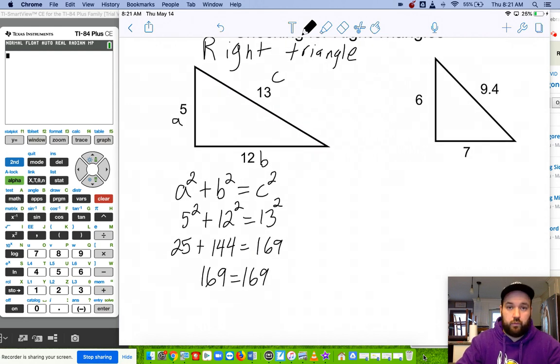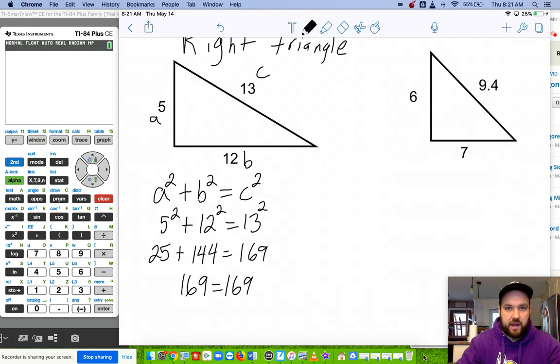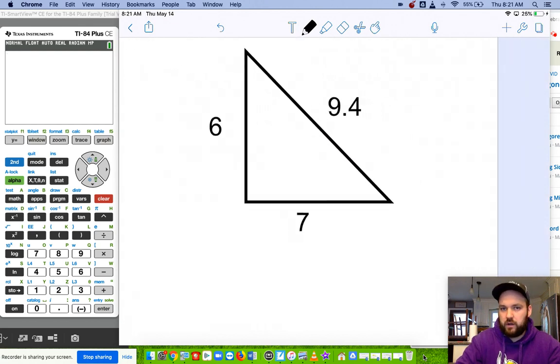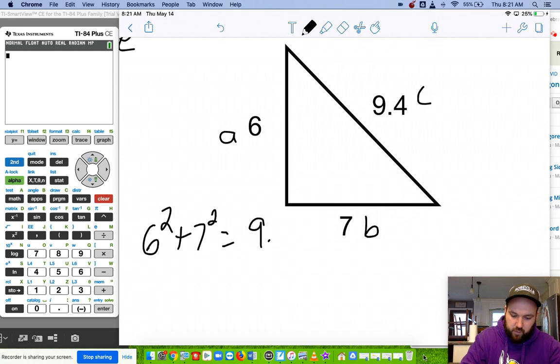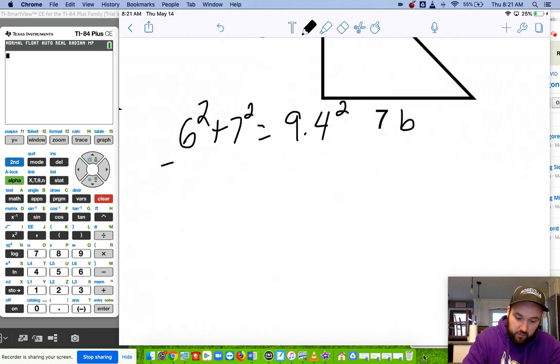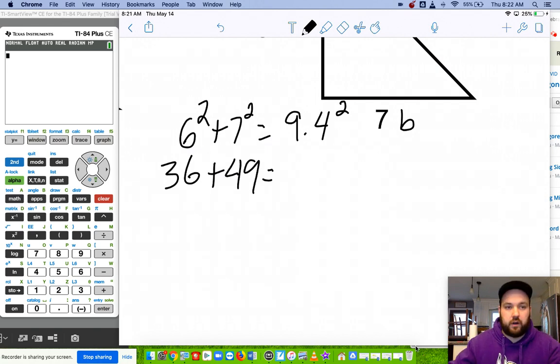You can't do this unless you have all three sides. You can't check for a right triangle unless you are given all three side lengths. So here, if I do the same thing, a, b, and that would be c, 6 squared plus 7 squared equals 9.4 squared. Now, with the Pythagorean theorem, you are going to see a lot of decimals, so don't be shied away by that. Just have a calculator handy, like I do here.